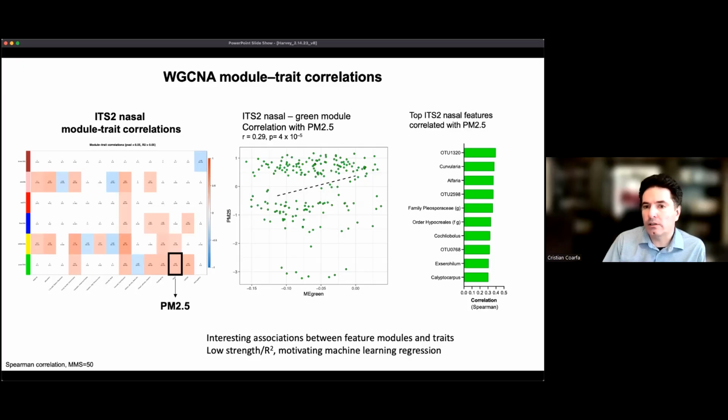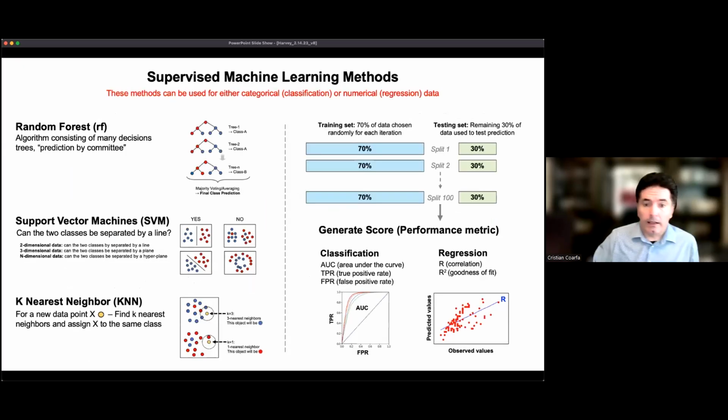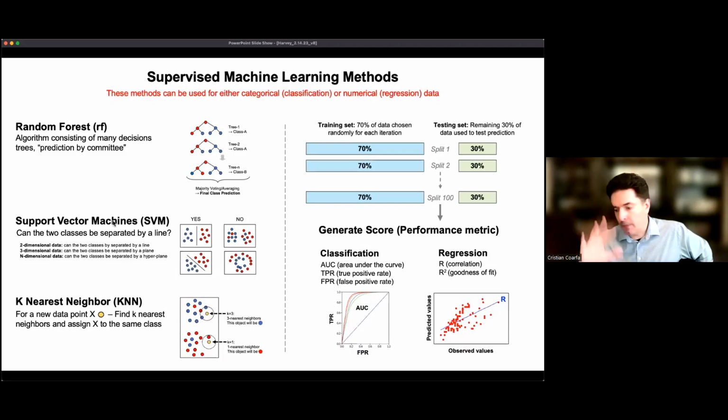However, also important, most of these associations have fairly low R-square, generously around 10%. So this low R-square motivated us to then use more powerful methods like machine learning. And then again, I'll give a very brief overview of our approach. I'm sure the computational side of the audience is well familiar with this. We focused on three methods: random forest, which uses decision trees; support vector machines, which is essentially hyperplane-based linear algebra modeling; and k-nearest neighbor, which is a voting scheme. With these three methods, we're able to do both classification for binary variables and regression for numerical variables.